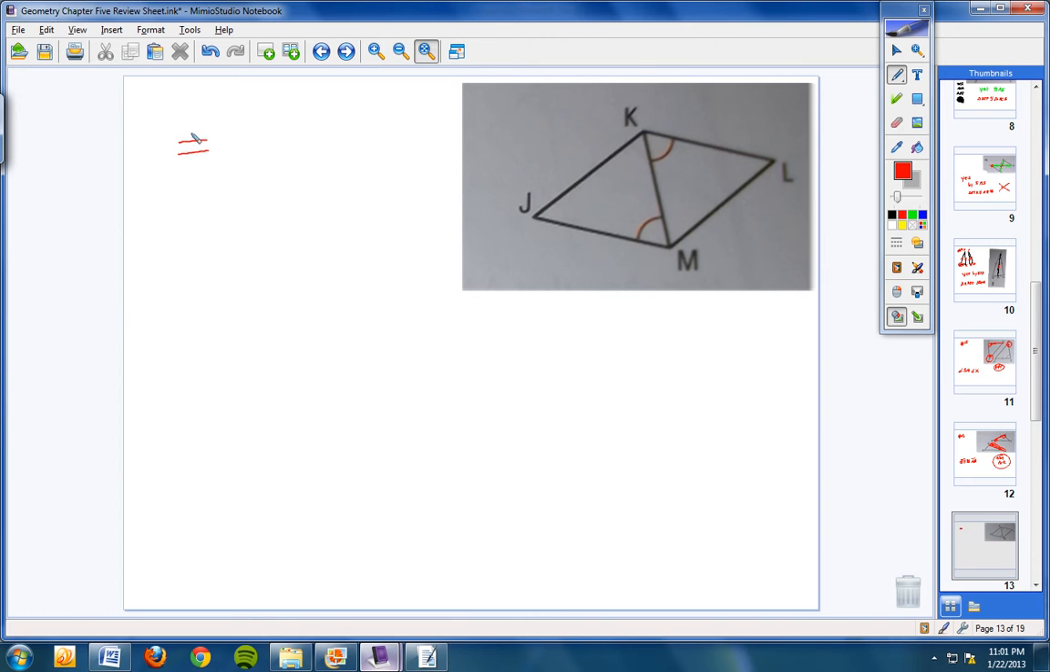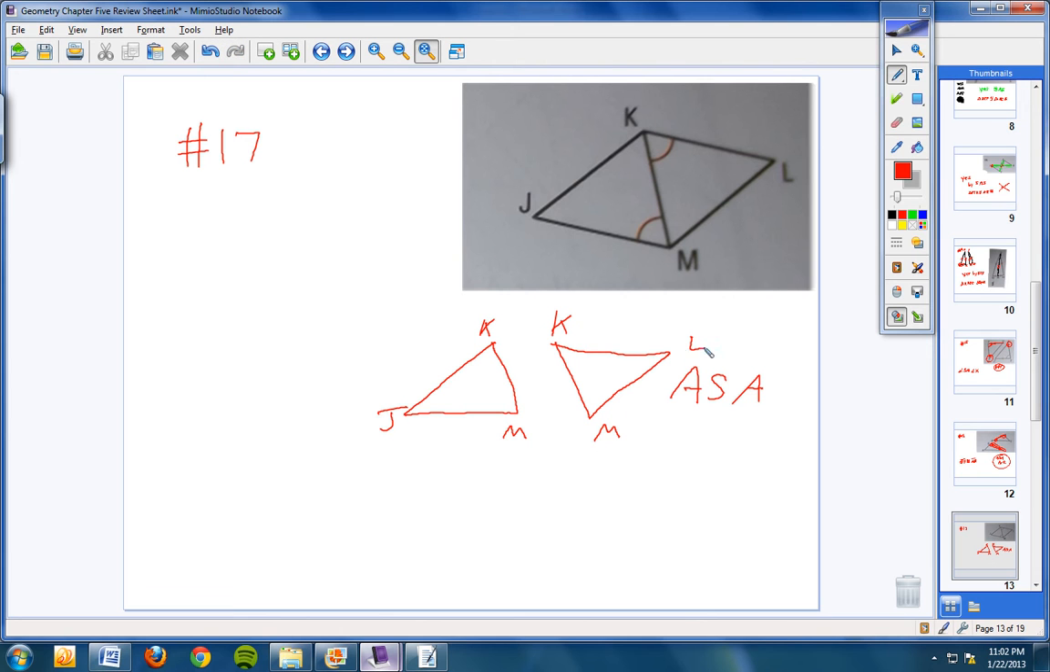Okay, moving on to number 17. Number 17. Now here, they want us to use angle, side, angle. I think it'd be pretty wise to split these two triangles up. I think that'd be very helpful. So here's K, J, M. And the other triangle looks like this, and it's going to be K, M, L. Now notice we have an angle here marked with an angle here, okay?